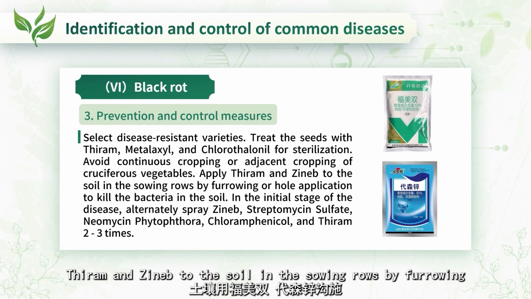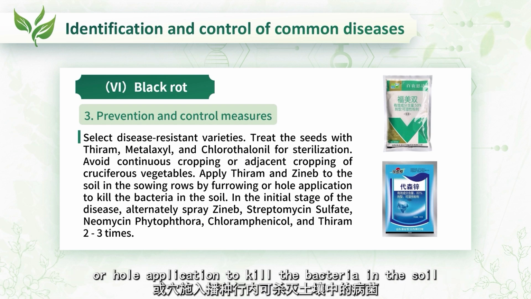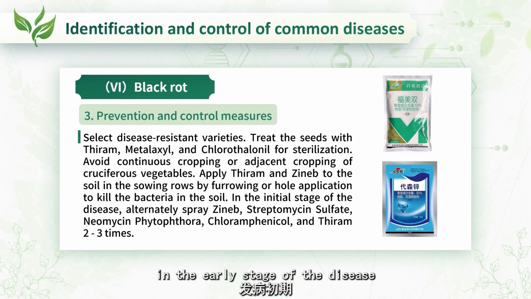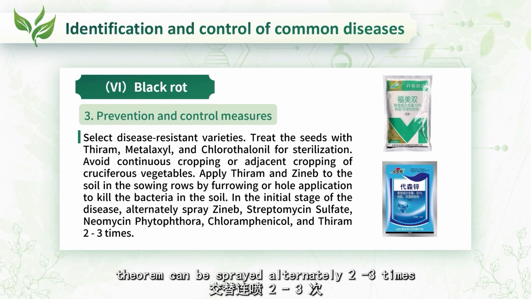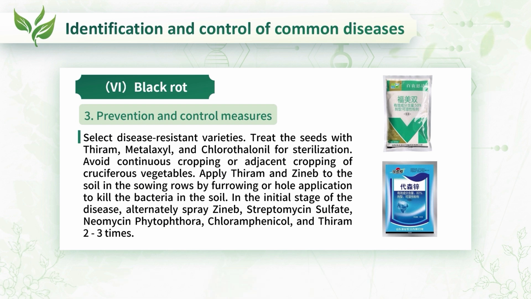Use Theorem and Afropunk to apply in furrows or holes in the sowing row to kill the pathogens in the soil. In the early stage of the disease, Afropunk, agricultural streptomycin, neomycin, chlorotoxin, and Theorem can be sprayed alternately 2-3 times.